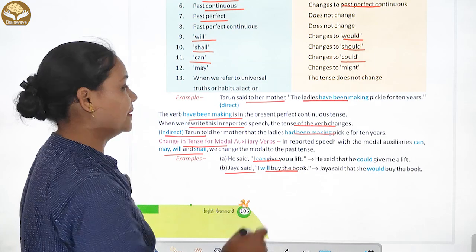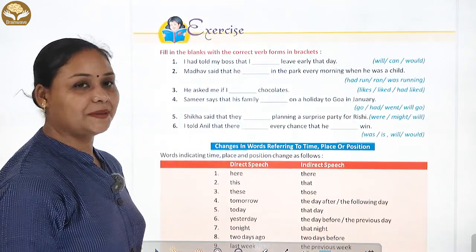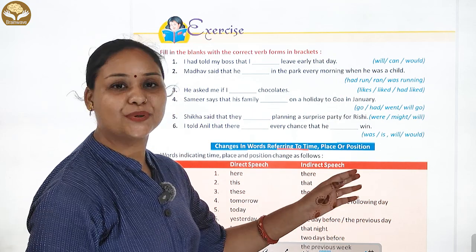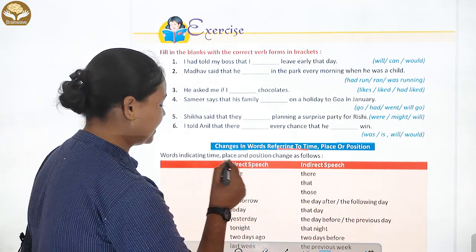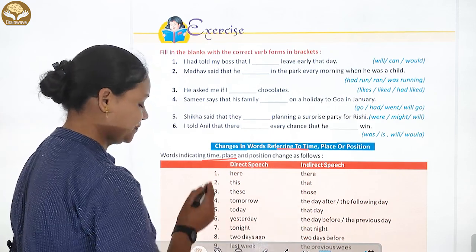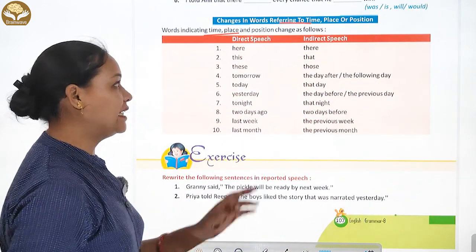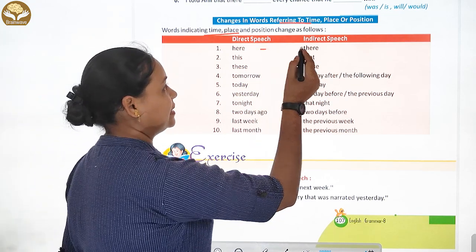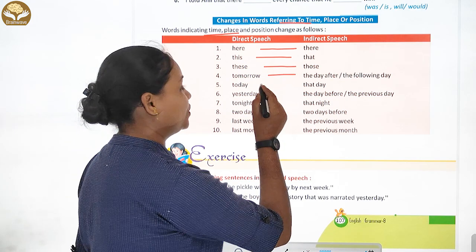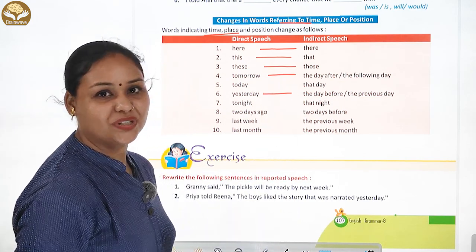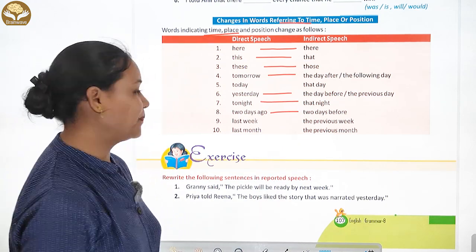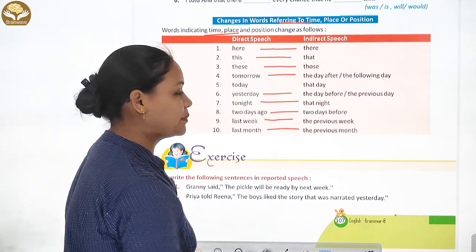Okay? चलिए आगे है, changes in words referring to time, place or position. Words indicating time, place and position change as follows. Example: जैसे here का there, this का that, these का those, tomorrow का the following day, today का that day, yesterday का the previous day, tonight का that night, two days ago का two days before, last week का the previous week, last month का the previous month.